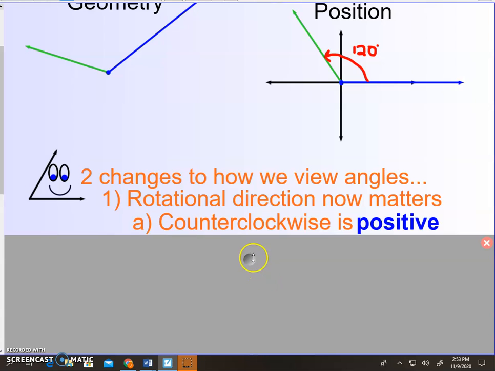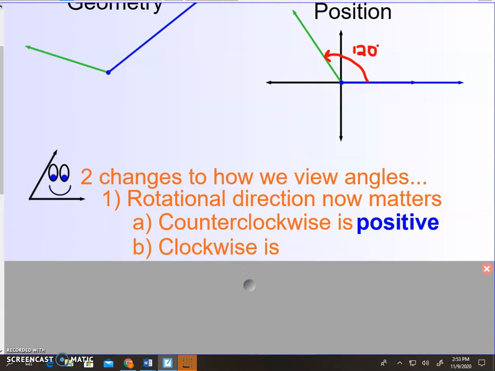But you could measure that exact same angle going clockwise. So instead of going counterclockwise, or against the clock, you could go clockwise like this, all the way around to there. That gets you from the same ray to the same ray. It takes us from the blue to the green. But since we went clockwise, this would be considered a negative angle, and in this case it would be negative 240 degrees.